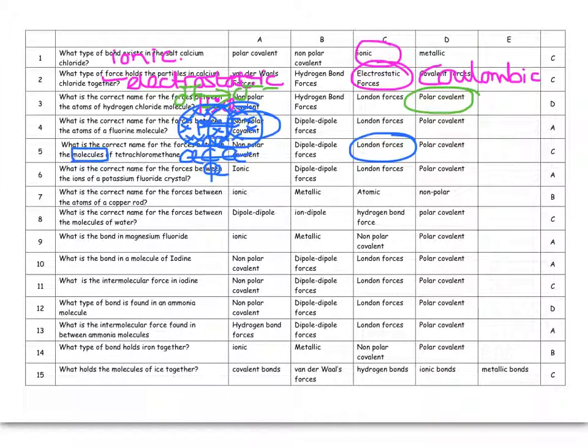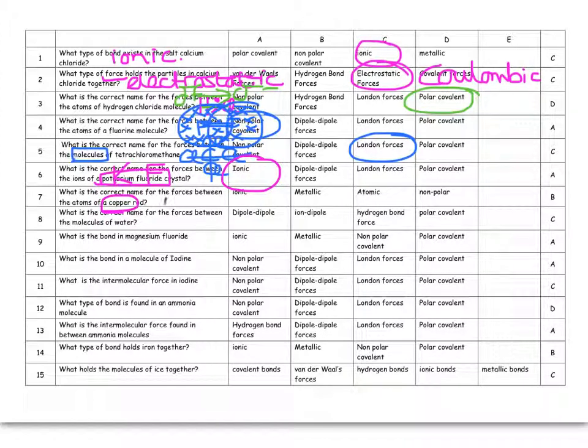What is the correct name for the forces between the ions of a potassium fluoride crystal? Well, potassium is a metal and fluorine is a nonmetal, and they hold together by ionic bonds, ionic forces, or, if you prefer, Coulombic forces or electrostatic forces. So what's given to me as an answer here? An ionic force.